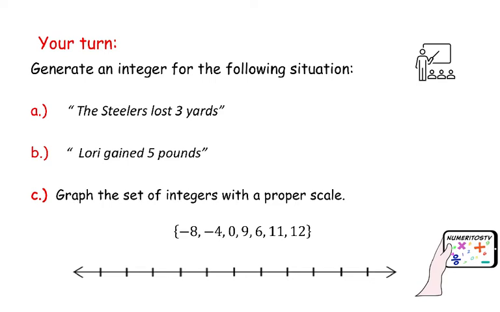Okay, so now it's your turn. You have these three examples. The first two, you are going to generate an integer for the following situations. Then in the third example, you are going to graph this set of integers. First, you need to write a proper scale. Look at those integers. Look at the range. Which one is your largest integer? Do you have 0? Do you have some negatives? And then think, how can you increase your scale so you will be able to fit these integers? Then plot them using dots. You can pause this video now, try these examples, and then at the end of this video, I will give you the solution. Good luck!